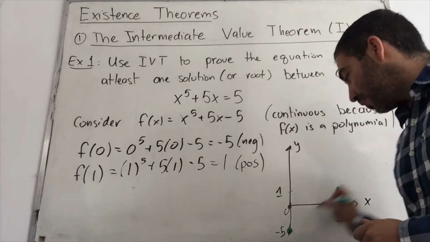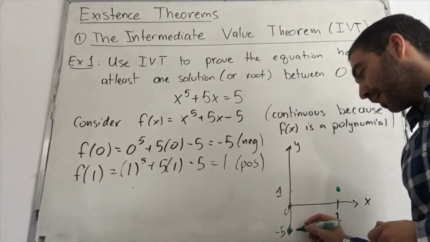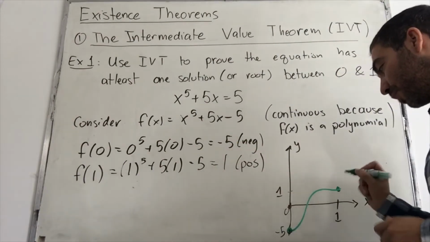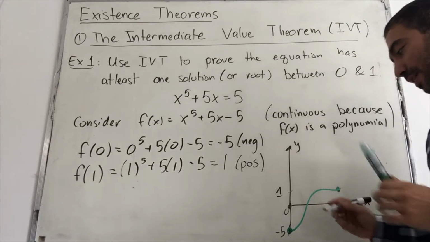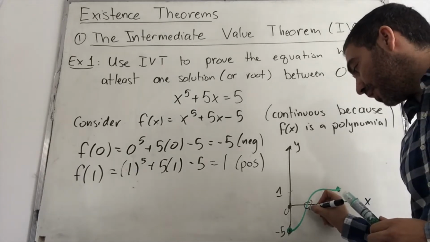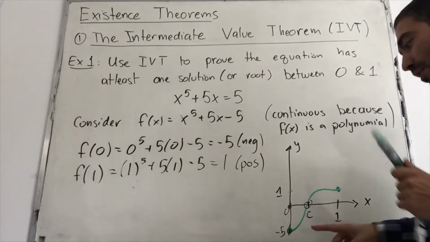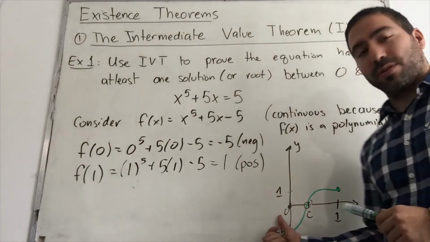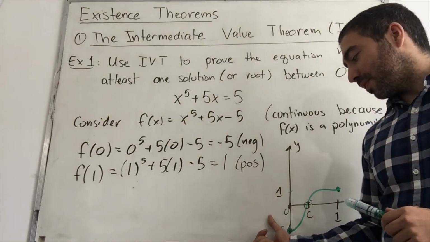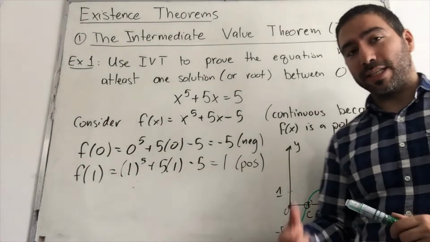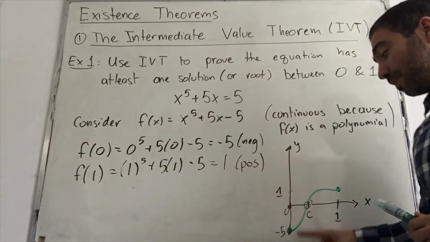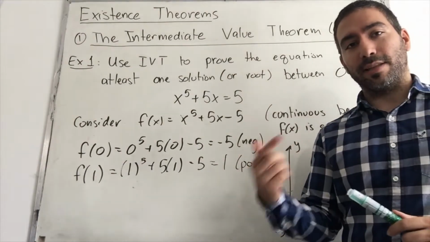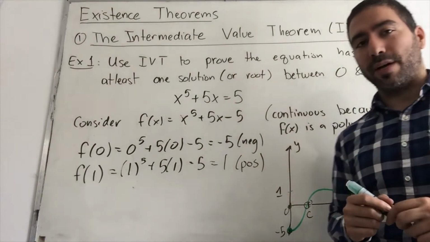Not drawn to scale. We have to connect this with a continuous function. So I don't know what this function looks like, but I know at some point, or at least at one point, it's going to have to cross the x-axis. There's going to be a c value here where it crosses the x-axis, where f of c is equal to 0. Okay. So there exists at least one root. There could be multiple, but we know there exists at least one, and that's what we wanted to know. That's what IVT gives us.